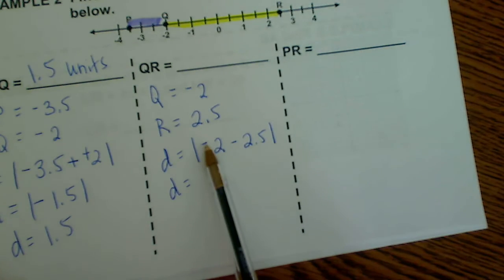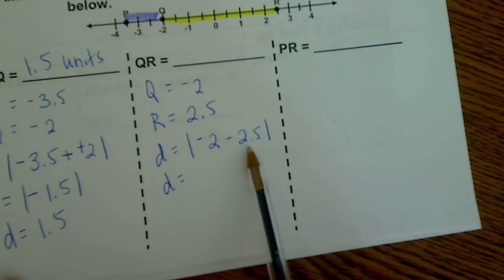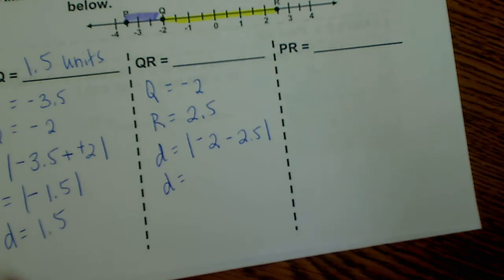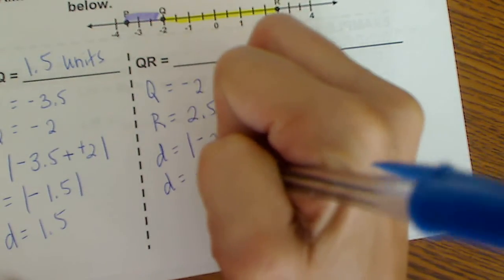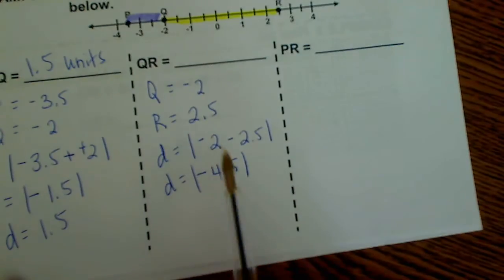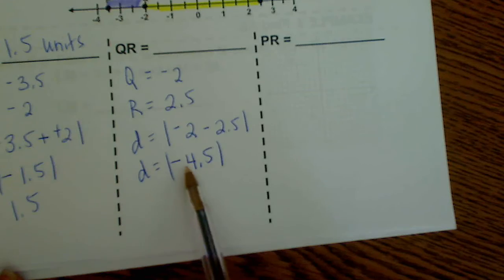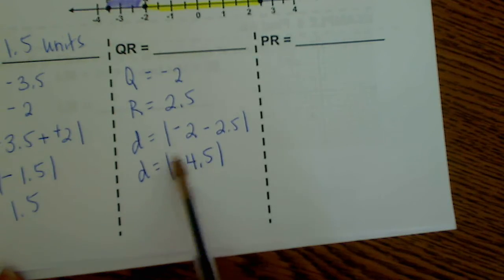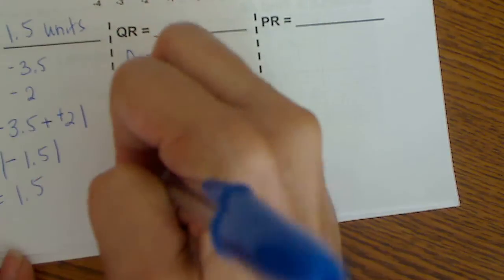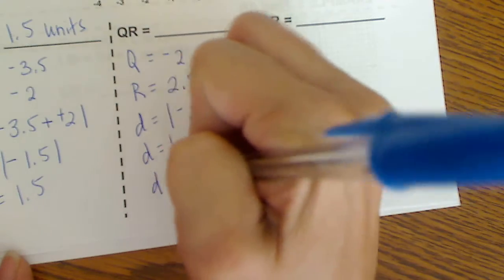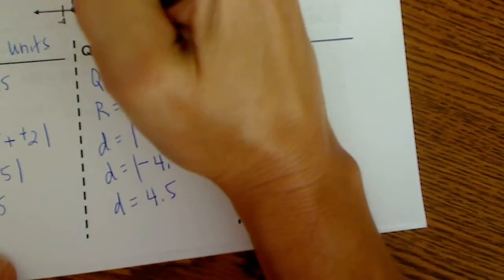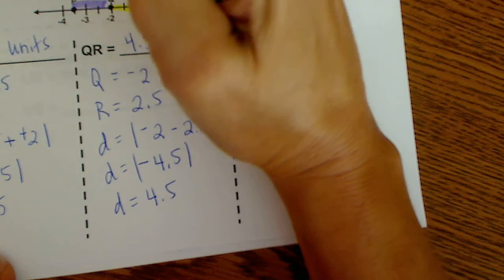Okay, so -4.5. And you guys can put that in your calculator if you wanted to check it. -2 minus 2.5 is -4.5. The absolute value of -4.5 is always going to be positive, so that's going to be positive 4.5. Okay, so it's 4.5 units from Q to R.